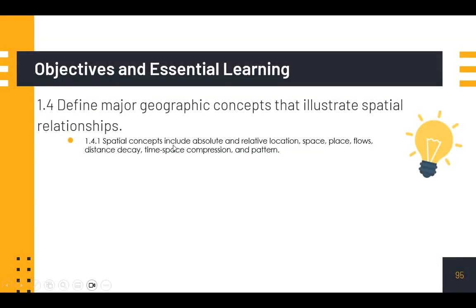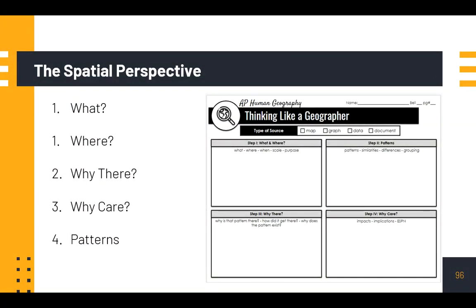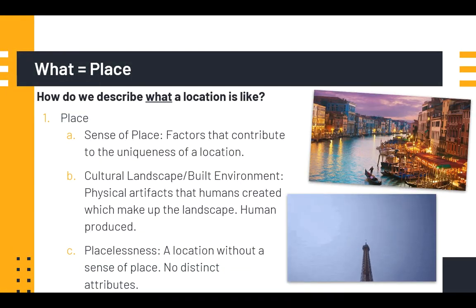Absolute spatial concepts include absolute and relative location. I already taught that in part 1, so that's good. Space, place, flows, I don't get that stuff. Distance decay and time-space compression, I kind of get that. And pattern, I get that. So let's take a look here. Yeah, I don't really get this.